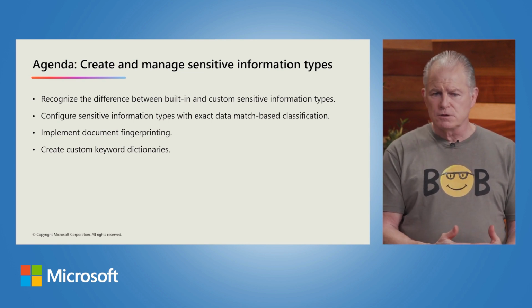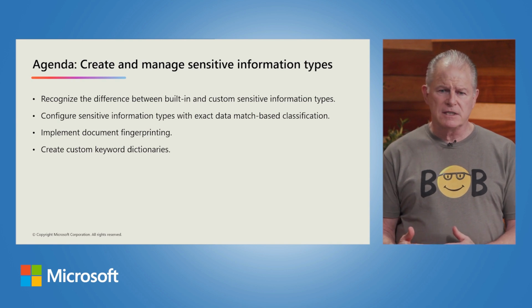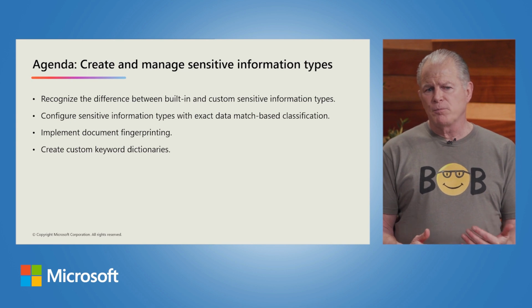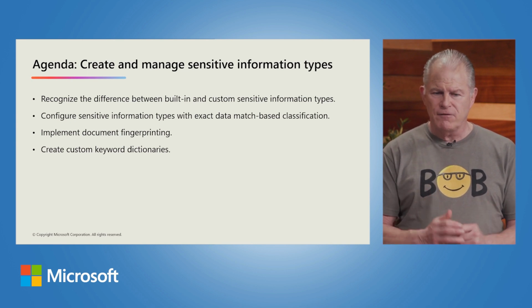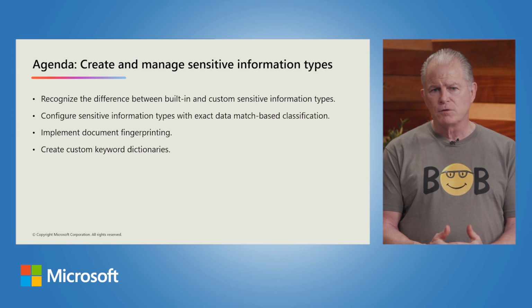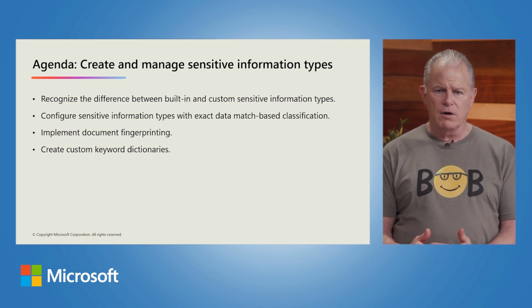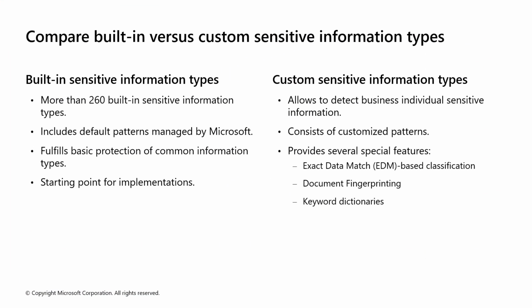We've got some built-in tools that we'll be showing you. We've got some custom sensitivity information types that we're going to show you how to build. We've got information fingerprinting to be able to identify those characteristics of those objects so that we can then put a policy against them for your information protection.